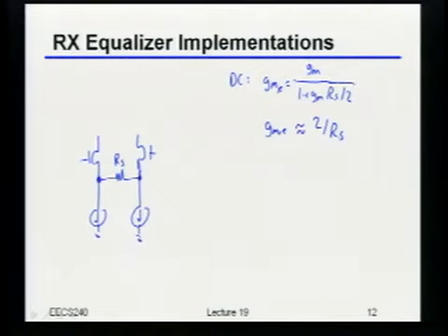Okay. So, now, I didn't just want to throw away gain at DC, but I wanted it to come back at high frequency. So how do I make it come back at high frequency? What do I add?